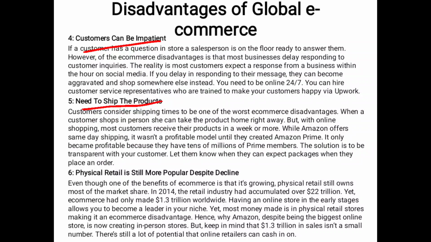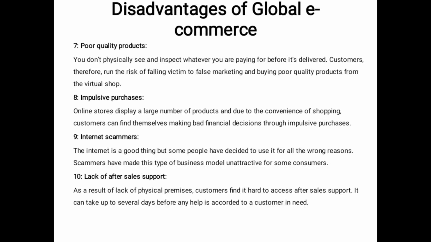Then physical retail is still more popular despite the decline. What it says is that there is a decline in physical stores, and e-commerce is becoming more and more popular. But at the same time, we cannot say that physical stores are completely losing their scope. Physical stores also have scope, so this is also a disadvantage of e-commerce, because some people, whatever the benefits of e-commerce, prefer physical stores only. So there may not be a demand globally. Then poor quality of products.